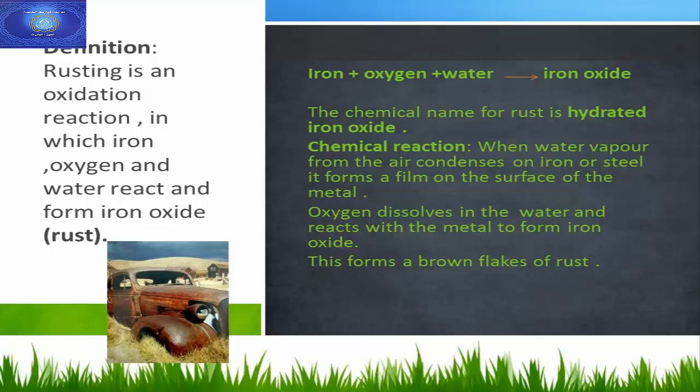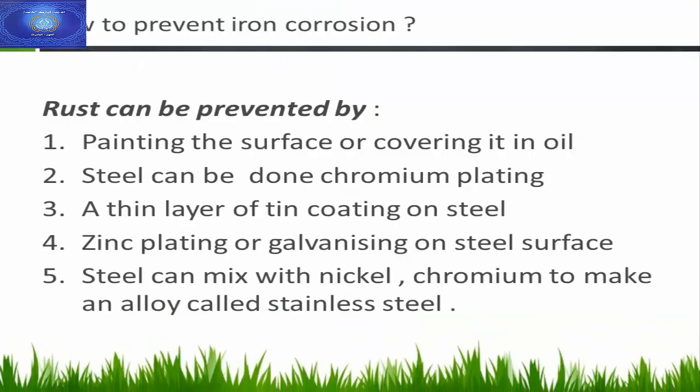So what happens when the water vapor from the air condenses and comes on the iron or steel? It forms a thin film first. That film dissolves in water and reacts with the metal to form iron oxide. The first layer increases the contact of the metal with the atmosphere, then more and more comes and it makes flakes of rust. You can see a car kept outside for a long time. What happened? It became rusted. So this rusting will destroy our very valuable goods. So we have to keep them safe.